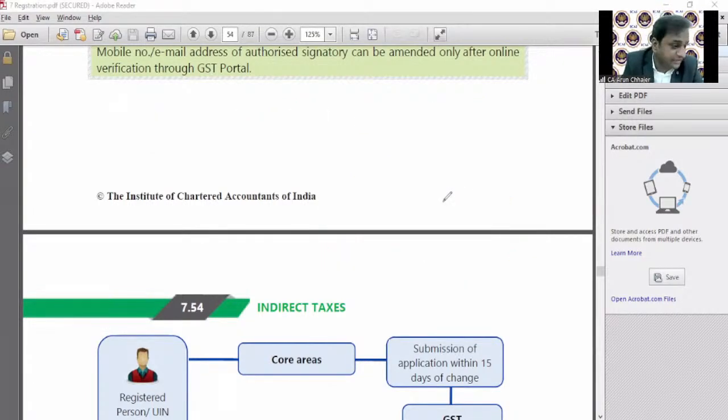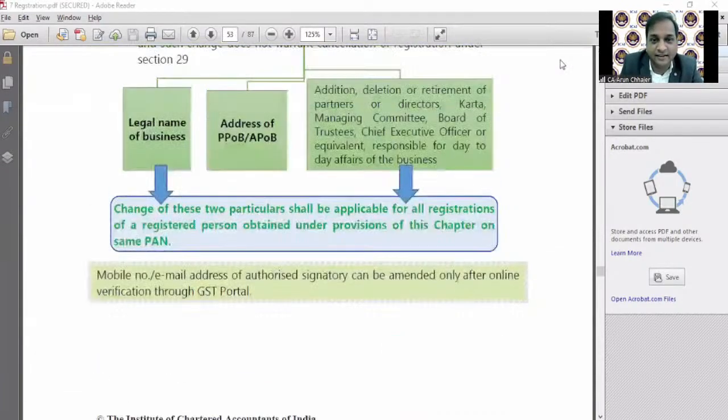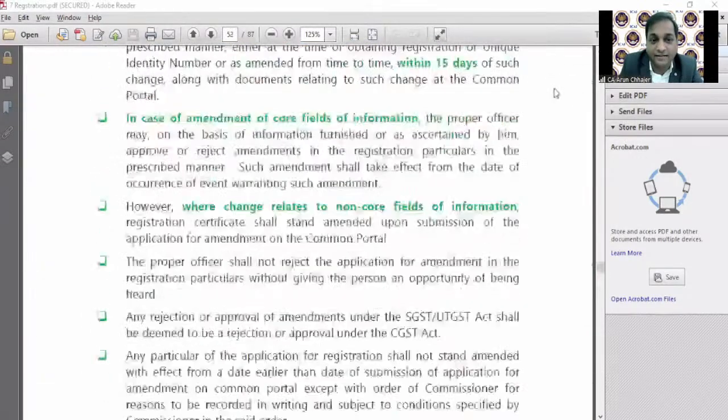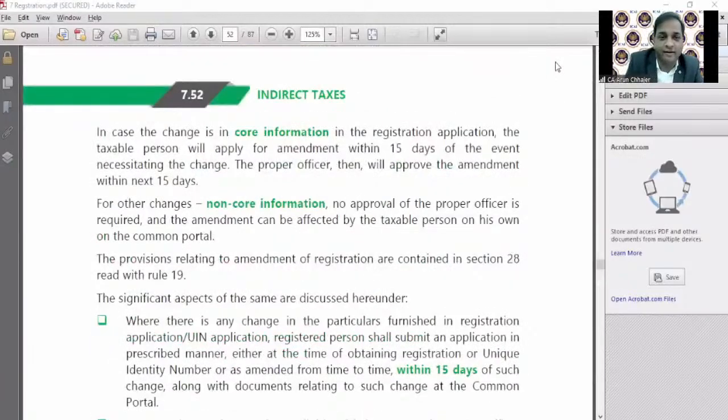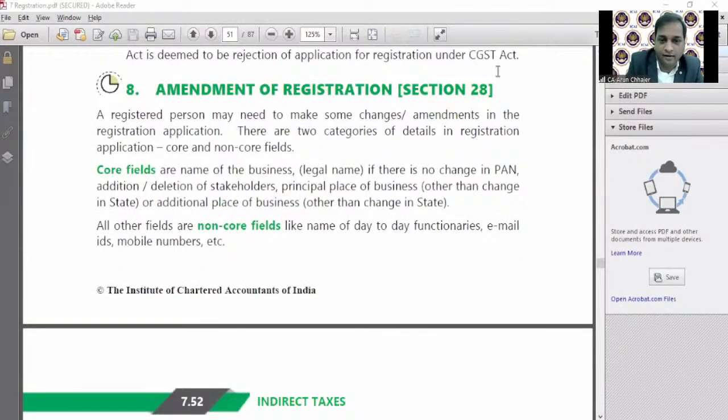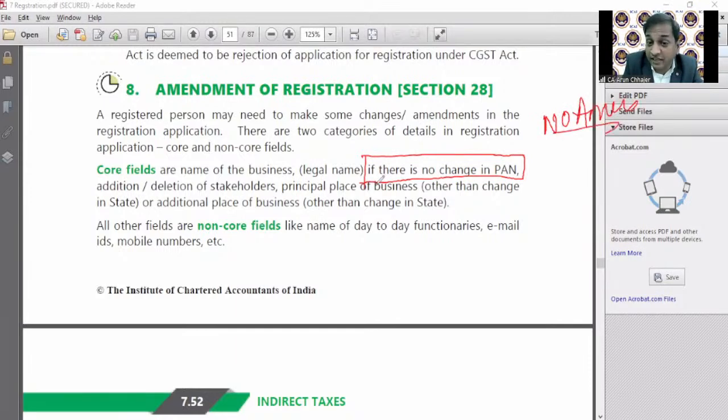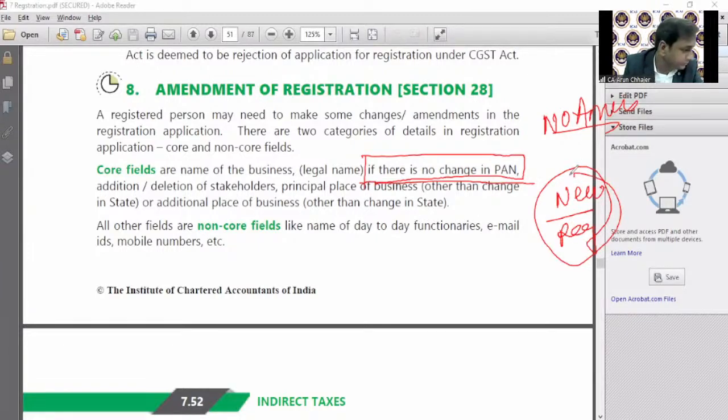The answer is no amendment. No amendment is possible. If there is a change in the PAN, you have to make a compulsory new registration.